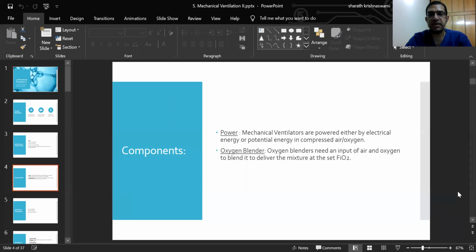The components of mechanical ventilation involve the power and the oxygen blender. Mechanical ventilators are powered either by electrical energy or potential energy in the form of compressed air or oxygen. An oxygen blender blends an input of air and oxygen in order to deliver the mixture at a set fraction of inspired oxygen, which can be anywhere between 20% to 100%.